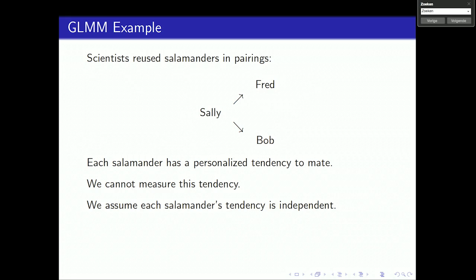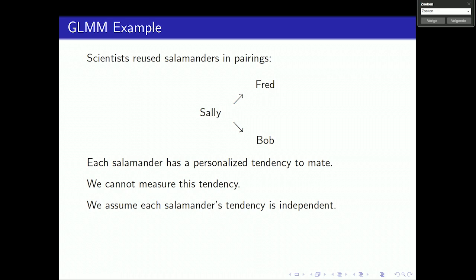All right, so the scientists, from the University of Chicago, went out and collected a bunch of salamanders from these two populations, but they didn't have an infinite supply of salamanders, so they had to reuse some. Maybe in an experiment on Monday, they put Sally and Fred, the salamanders, in a box and watched to see whether they mated. And then maybe on Friday, they put Sally and Bob in a box to see if they mated. So we're reusing these salamanders, and so we have repeated measurements on the same salamander. So we are going to have correlated data.